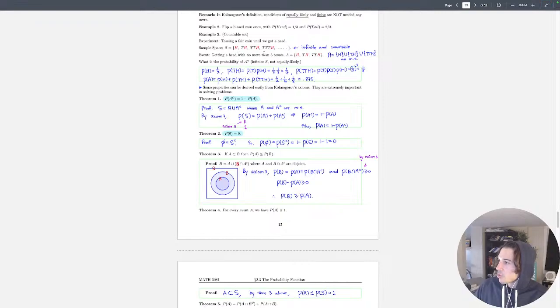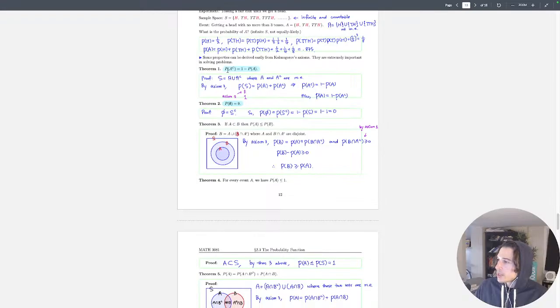Getting ahead with no more than 3 tosses. You could think about this as the sample space, or you could think about this as the event space, I guess, the set for which this constraint will hold true.